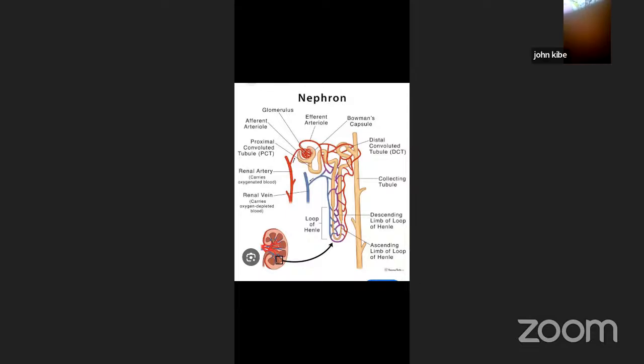The nephron is made up of the glomerulus, the proximal convoluted tubule, and the loop of Henle, descending and ascending. And then it's also made up of the distal convoluted tubule and then the collecting tubule. So those are the major structures that make up the nephron.